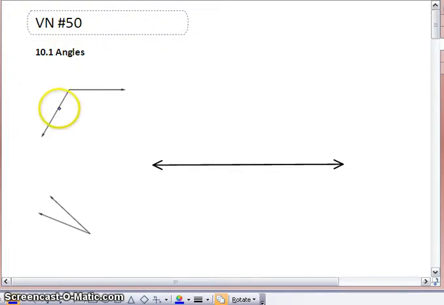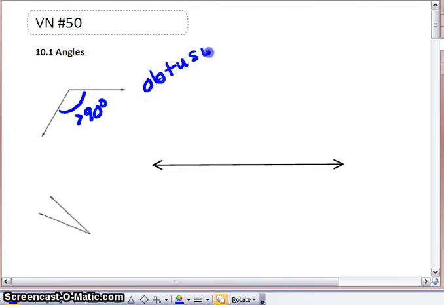All right. This angle is greater than 90 degrees. Any angle that's greater than 90 degrees we call obtuse. So this would be an obtuse angle. This is a straight angle because it forms a straight line, and it is actually 180 degrees.